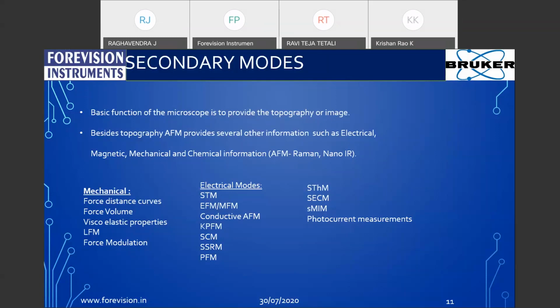And in the case of electrical modes, we can do scanning tunneling microscopy, electrical force microscopy, or magnetic force microscopy, and we can do conductive AFM measurements, and we can measure the surface potential using Kelvin probe force microscopy, and we can also do scanning capacitance microscopy, scanning spreading resistance microscopy, and also piezo response force microscopy.